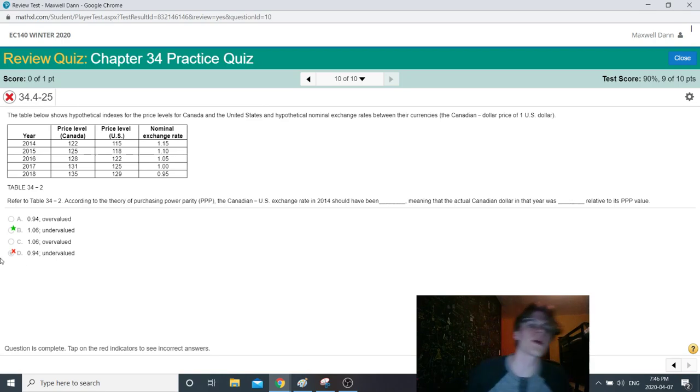Okay. Comparing with the nominal exchange rate. I was wondering why that's there. So the nominal exchange rate is 1.15, but the actual exchange rate according to PPP should have been 1.06. And that is lower, so it's undervalued. I hope that last bit didn't confuse you guys.